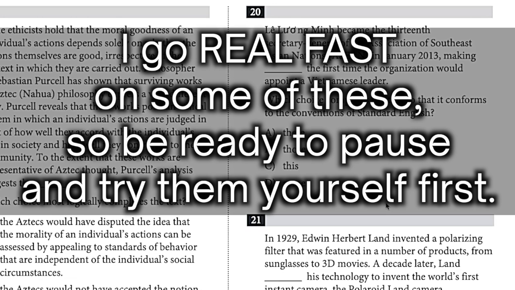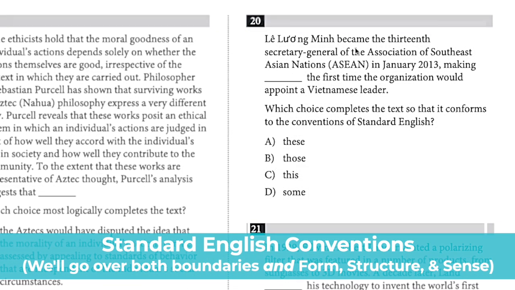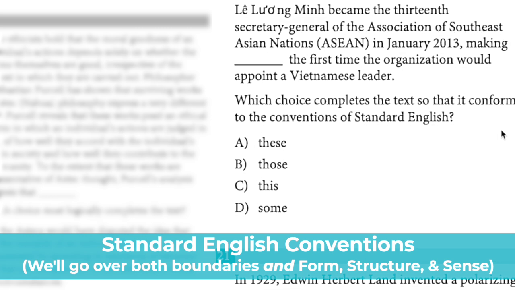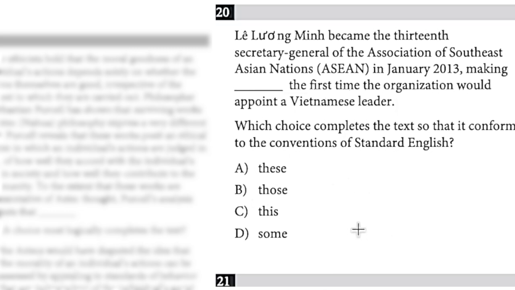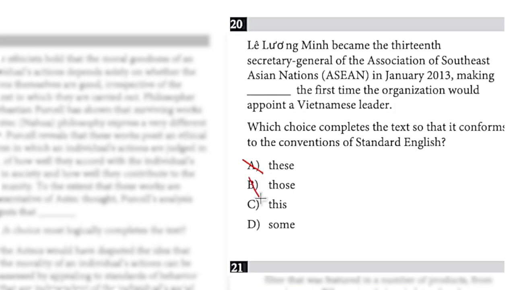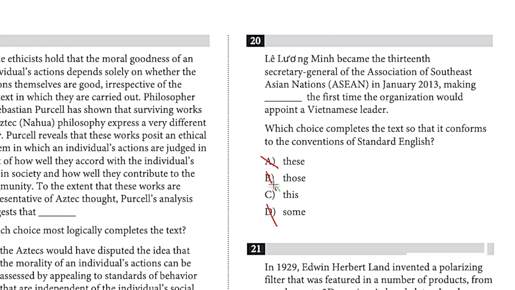All right, moving on to my favorite, some standard English conventions. Ming became the 13th Secretary General of the Association in January 13th, making blank the first time the organization would appoint a Vietnamese leader. So this is a pronoun question. We have a bunch of pronouns, and the easiest thing to do is to figure out, are we singular or plural? This thing that happened where Ming became the 13th Secretary General was an event. An event is one thing, so I'm going to get rid of plural answers: these, those, some. My answer is this.